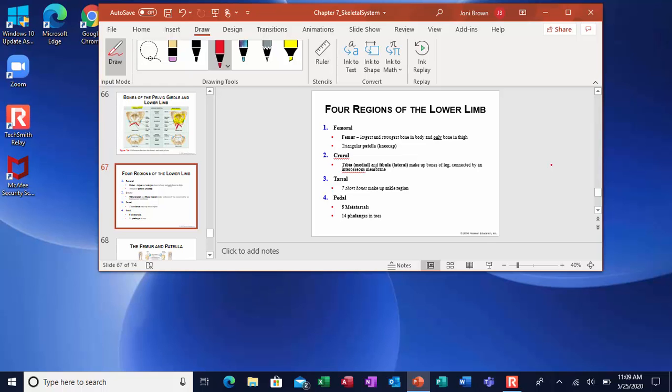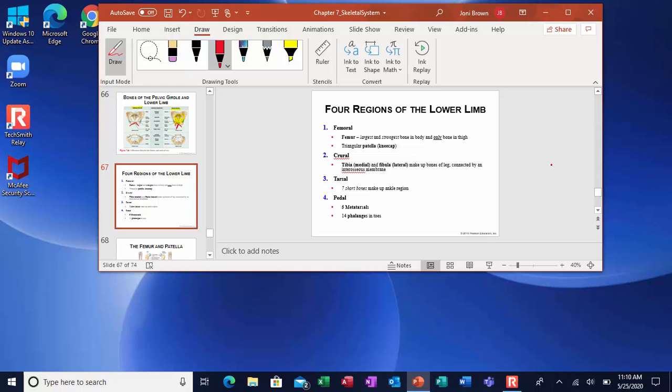I'm going to go ahead and talk about the lower limb. In the leg, you've got the femoral region, which is the thigh area where the femur is. That's the longest, strongest, largest bone in the body. It articulates at the distal end with the patella, which is your kneecap. The crural region is your lower leg, or your shin, as we call it sometimes. It's made up of the tibia, which is medial, and it's the bigger bone that bears weight. And then on the lateral side, you've got the fibula, which is just there for muscle attachment.